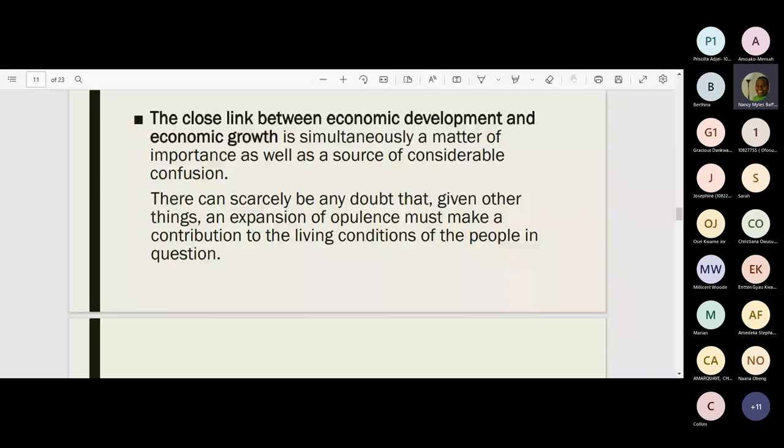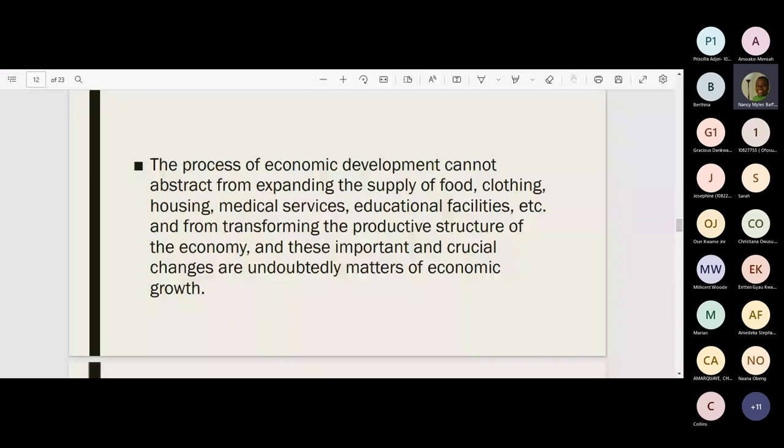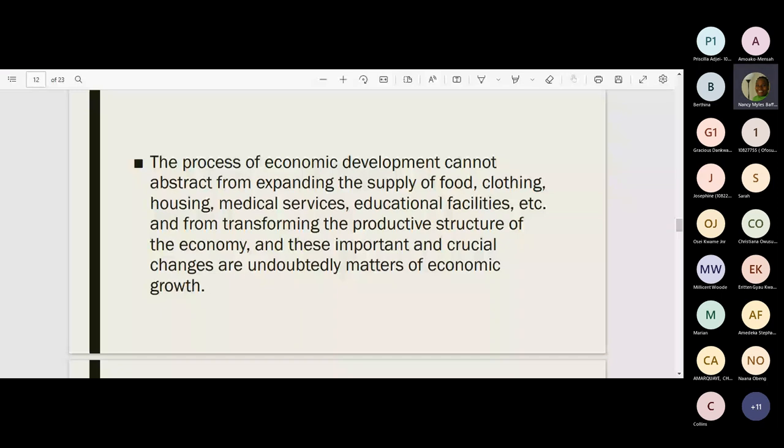So you cannot easily talk about economic development without connecting it to economic growth, to an extent. In what sense? When you increase your opulence, when there is an expansion in your wealth, it should make a contribution to your living conditions. That is why Madam's point is, if you come and tell us that the wealth has increased, GDP has gone this and that, and we don't see a concomitant, an accompanying increase in our living conditions, then we don't see the point of that growth. So economic growth has a link, and must have a link, with economic development.